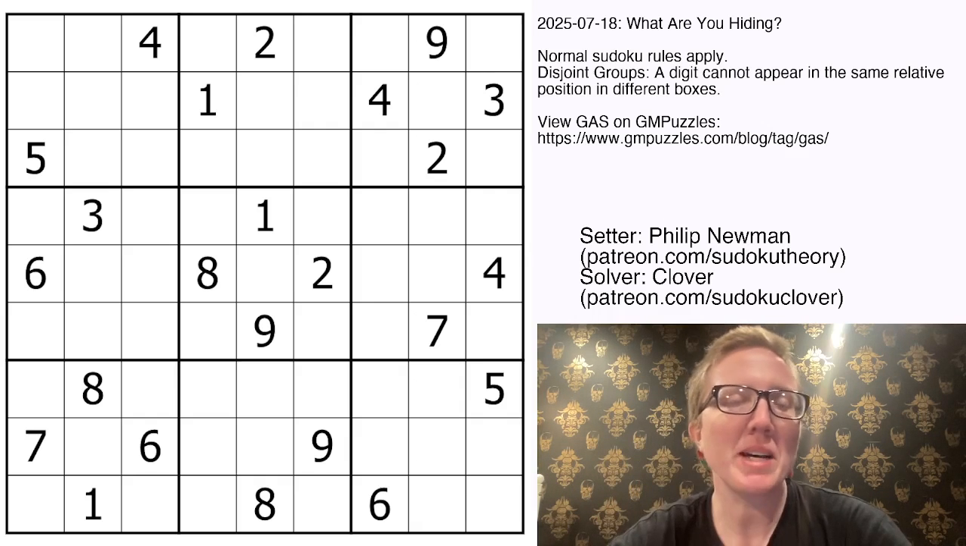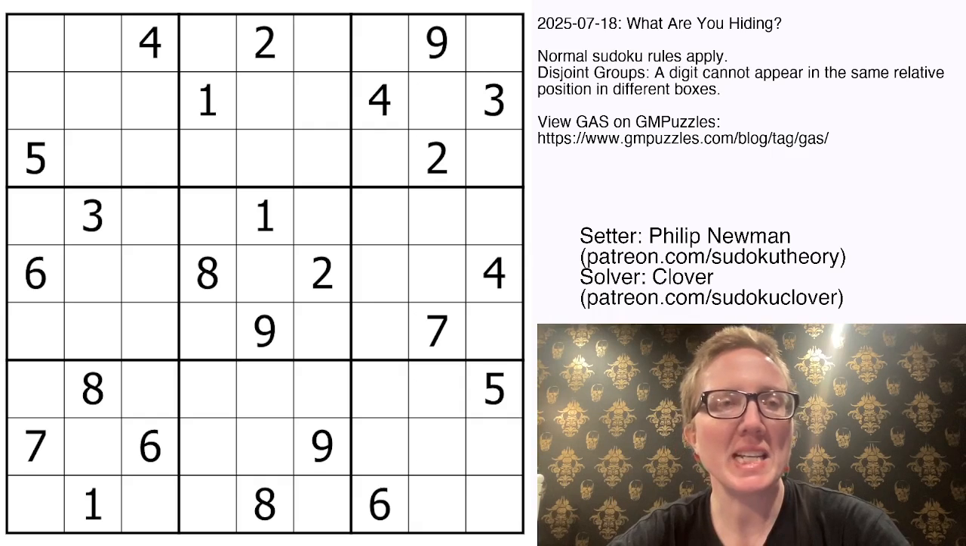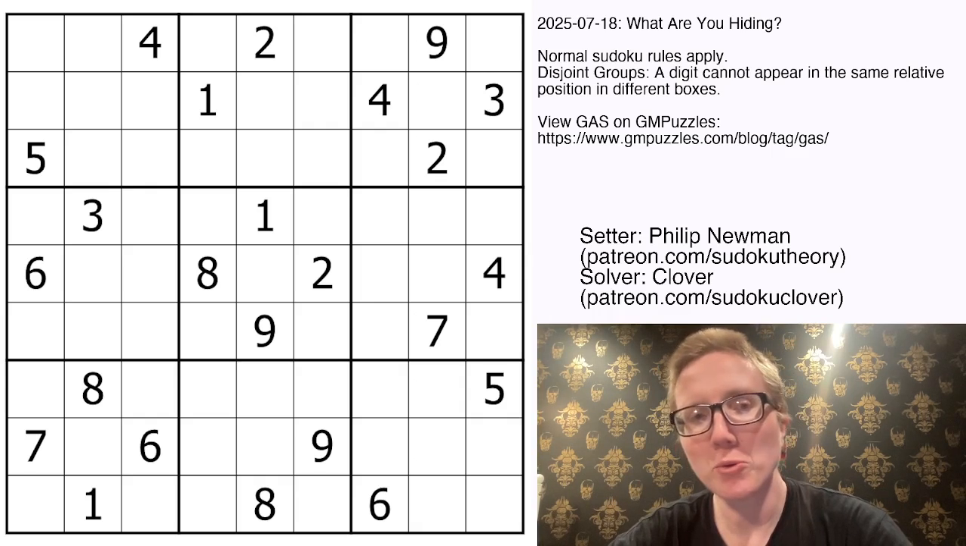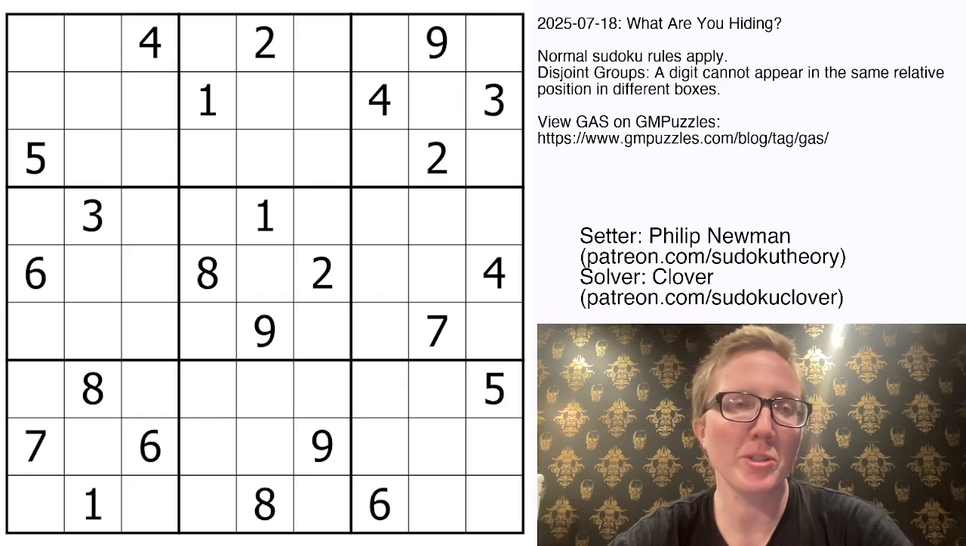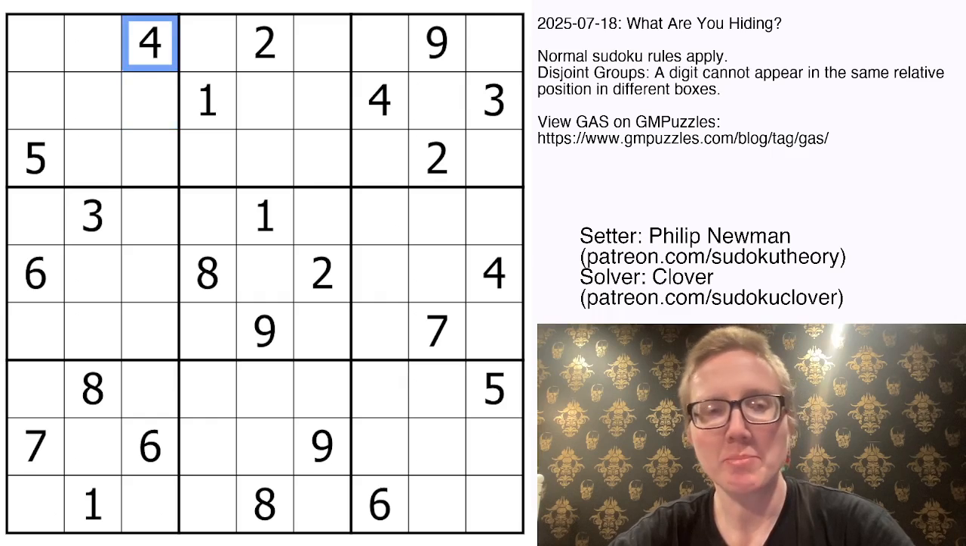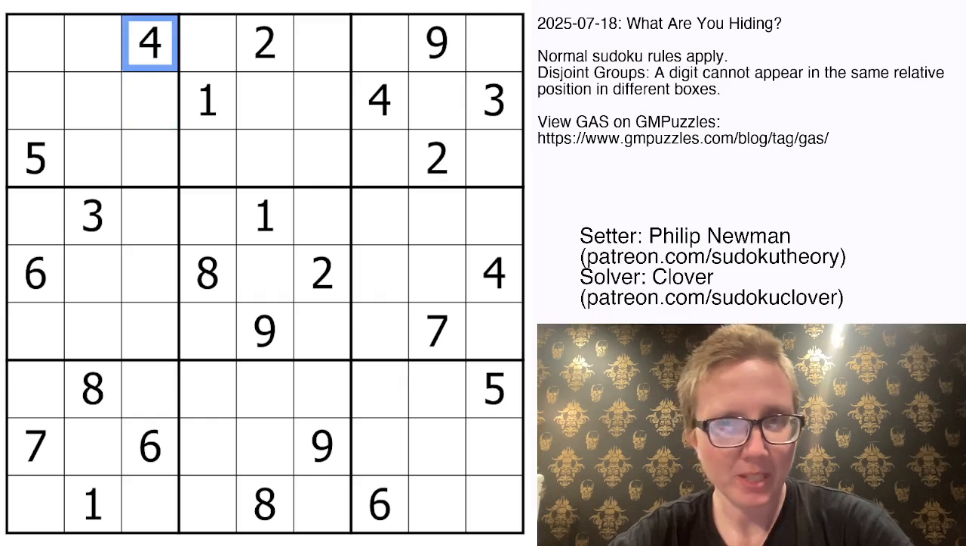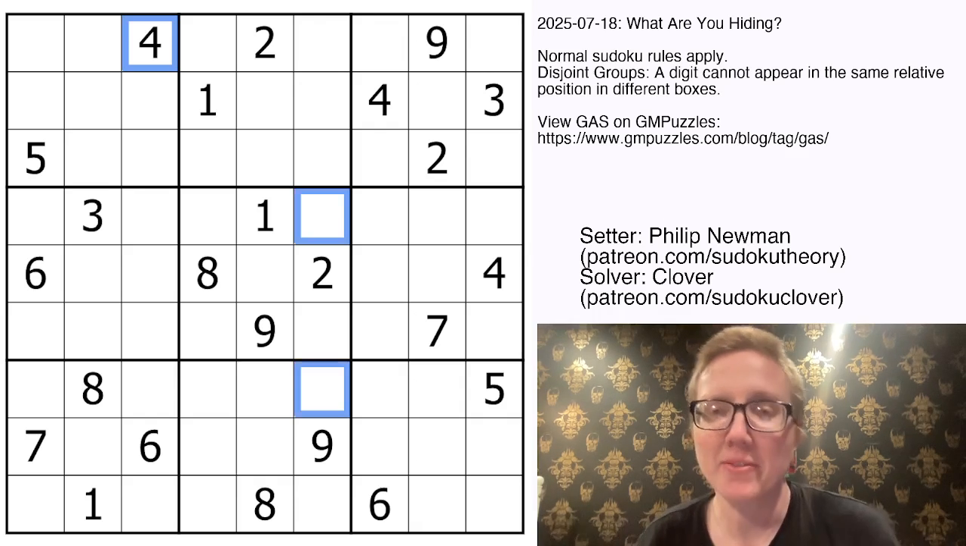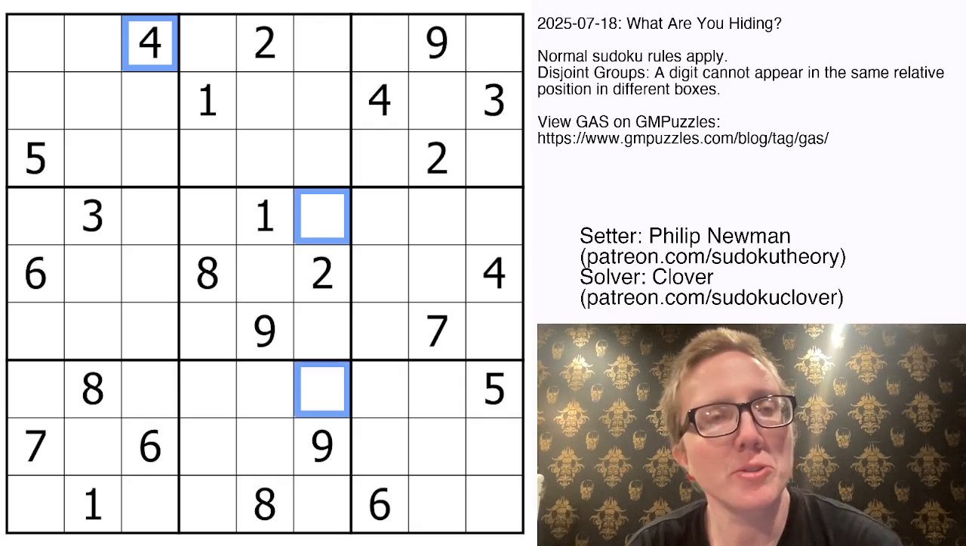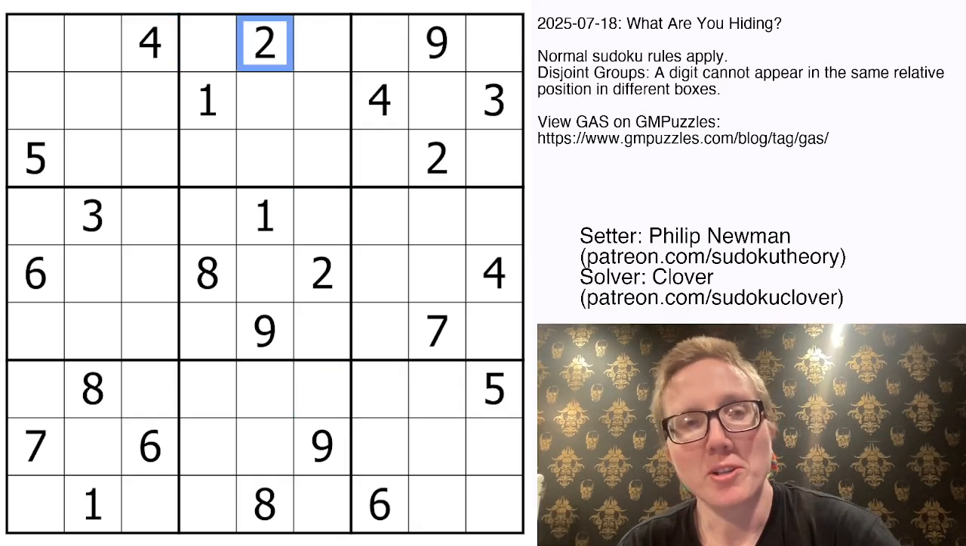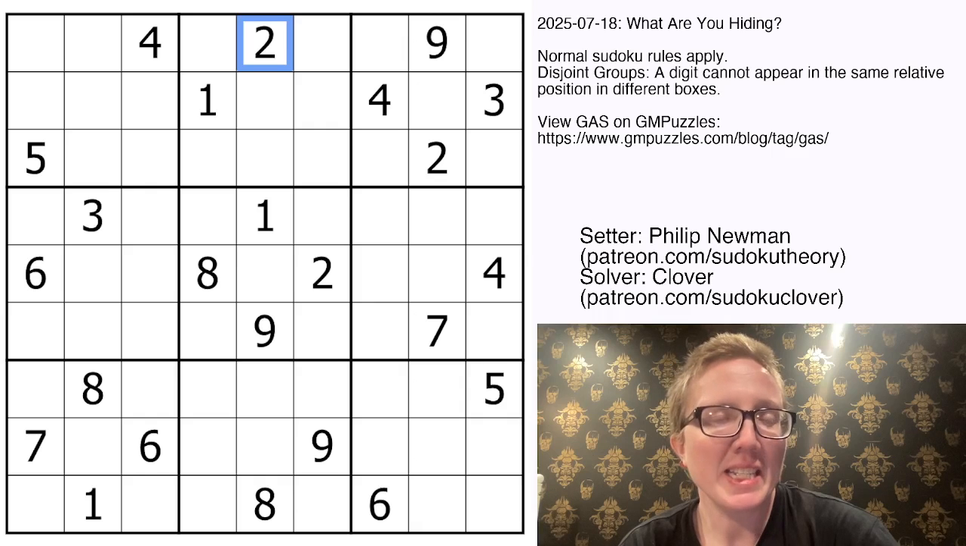And in addition to that, we have a disjoint groups rule, meaning that, for example, if 4 appears in the top right corner of a region here, it is not allowed to go in the top right corner of any other region. So, for example, 4 cannot go in this cell or this cell, even though normally that would be allowed by Sudoku rules. Or because there's a 2 in the top center cell of its region right here, 2 can't go in any other top center cells.